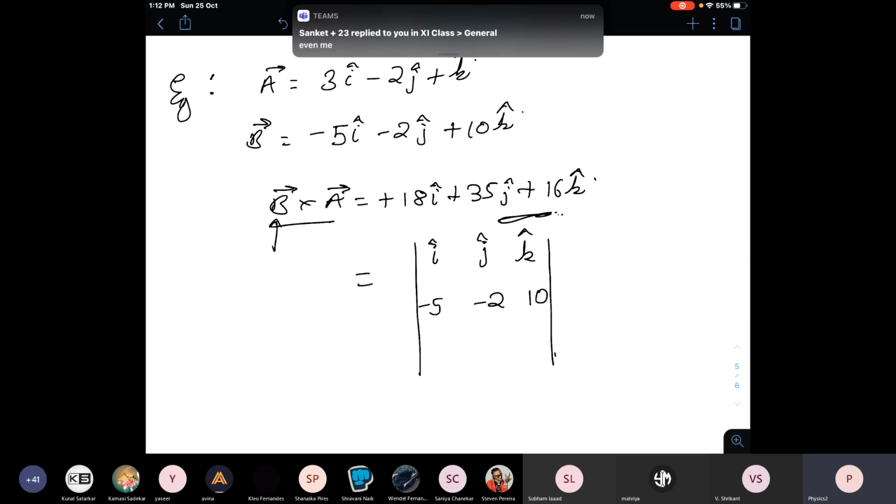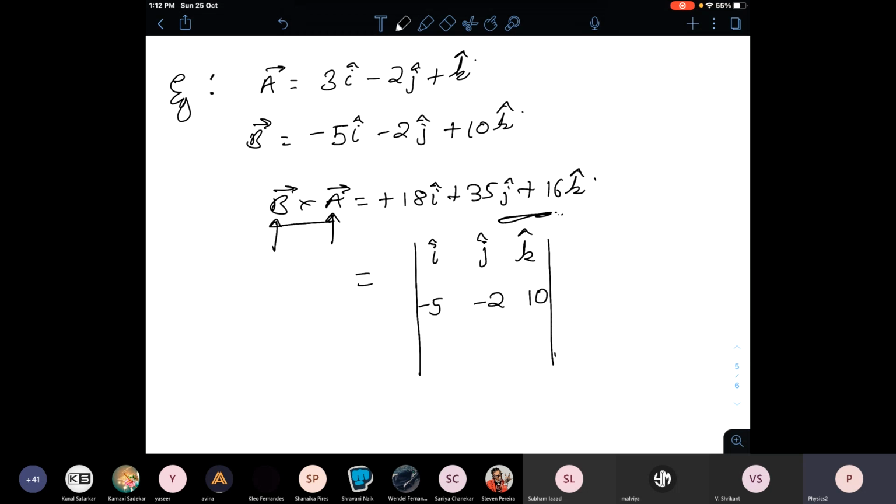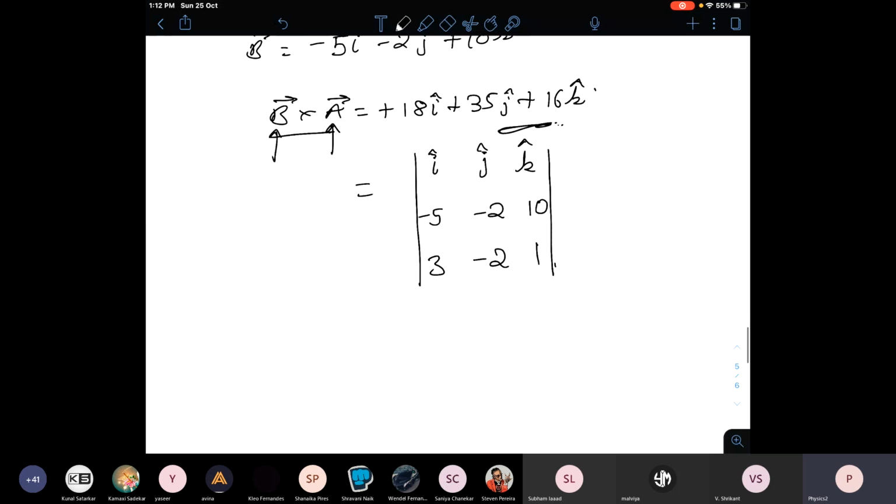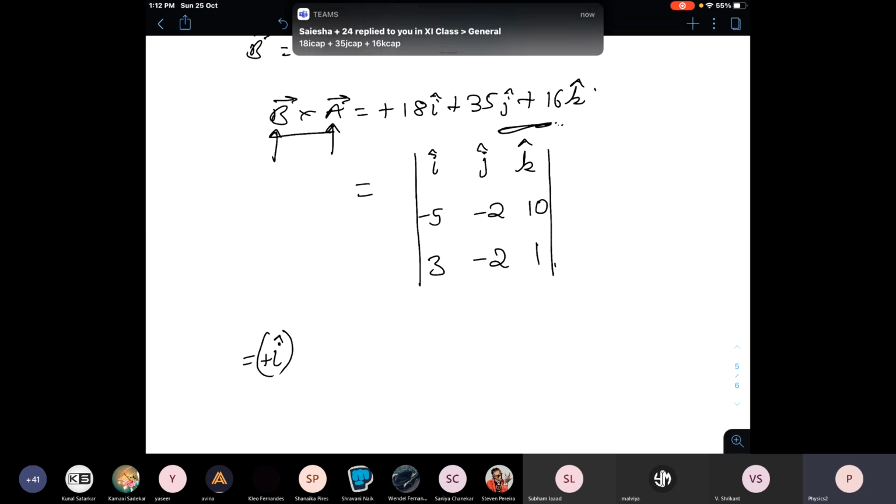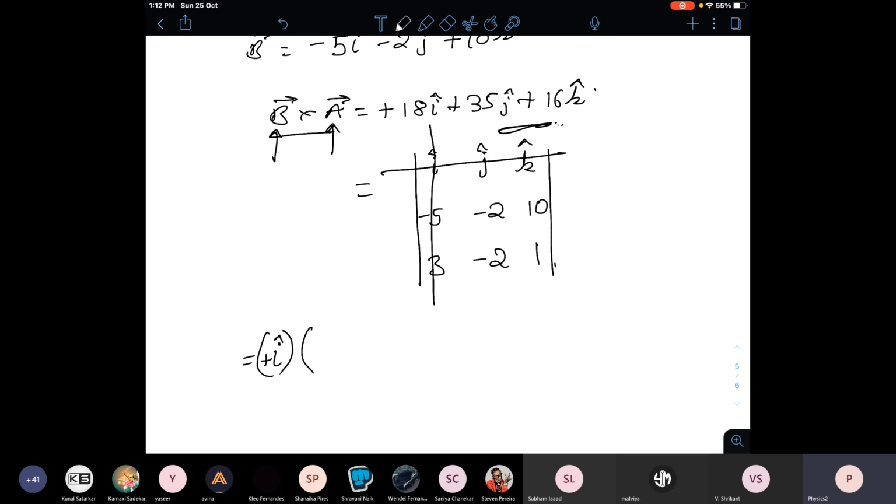Next is the second vector, A vector. A vector is 3, -2, and 1. So let's write the first term plus i cap. If I'm writing plus i cap, remove this row and this column. I will have -2 into 1, that is -2, minus of -2 into 10, that is -20. Plus, minus, plus, I forgot to write. Plus I have written over there.